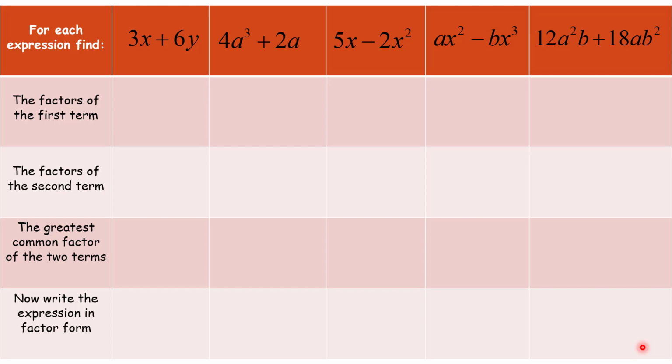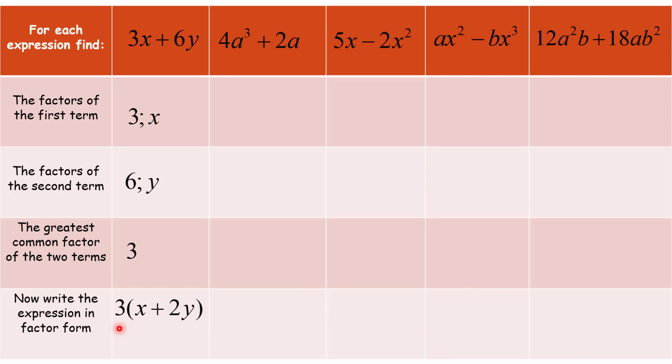For each expression, find the factors of the first term, the factors of the second term, the greatest common factor of the two terms, and write the expression in factor form. So let's practice. The factors of the first term are 3 and x, because 3 times x is 3x. The factors of the second term, 6y. So what would be the greatest common factor? 3, and that's all. So now let's write the expression in factor form. 3 times x plus 2y.